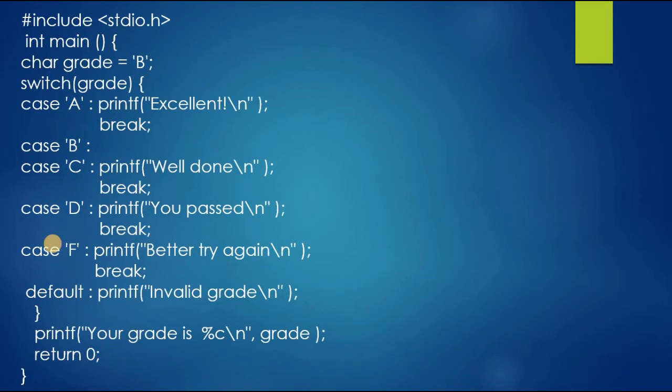The else part of the program is a statement. For the else part, printf "your grade is a %c", grade, and return the value 0. Then we close the main function.